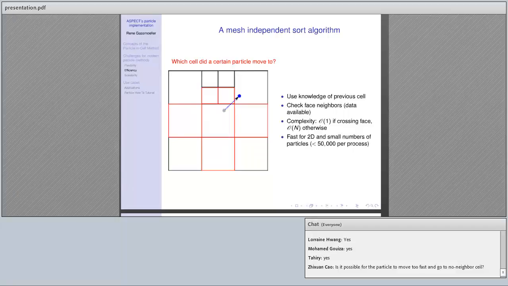I'm just seeing that I have a question. Is it possible for the particle to move too fast and go to a cell that is not a neighbor cell?